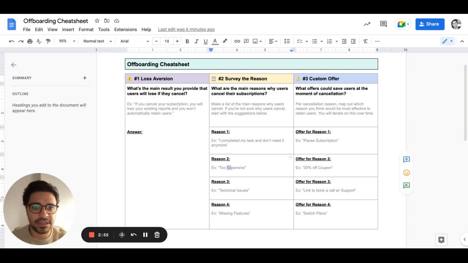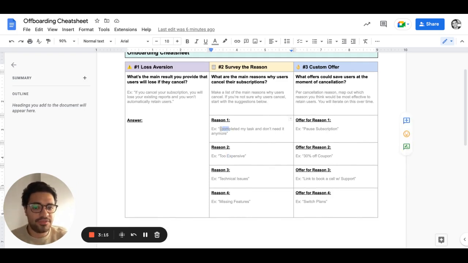This is really basic, and I'm sure you can come up with a couple more knowing your product better. So then, based on the reason, you can have different offers. You can also have just a single offer, but the more customized you can make the offers, the more likely it is that you're able to retain users. This is also pretty straightforward. For example, if the reason why people are canceling is because they did what they wanted and they don't need it anymore, you can offer that they pause the subscription instead. They might need it later, so this would be one strategy.